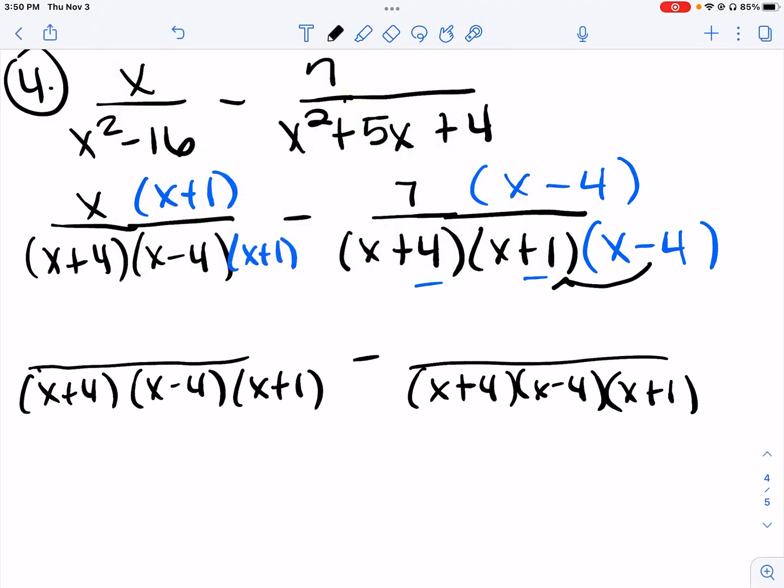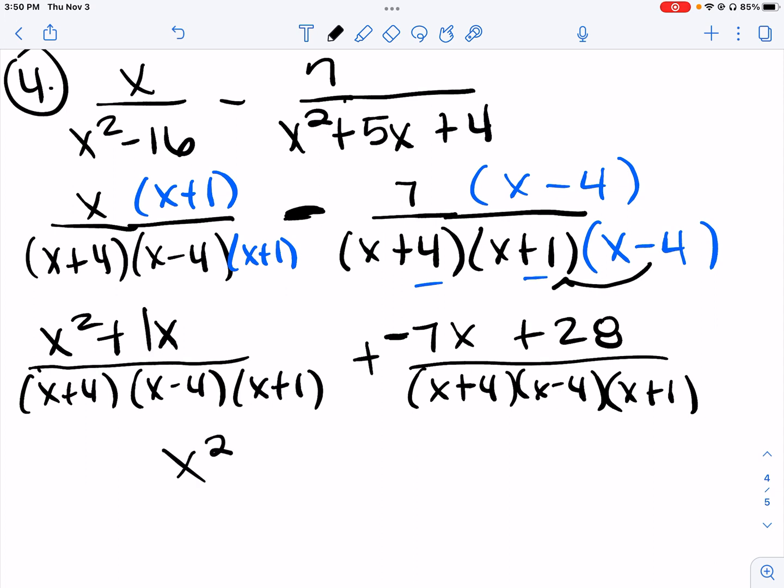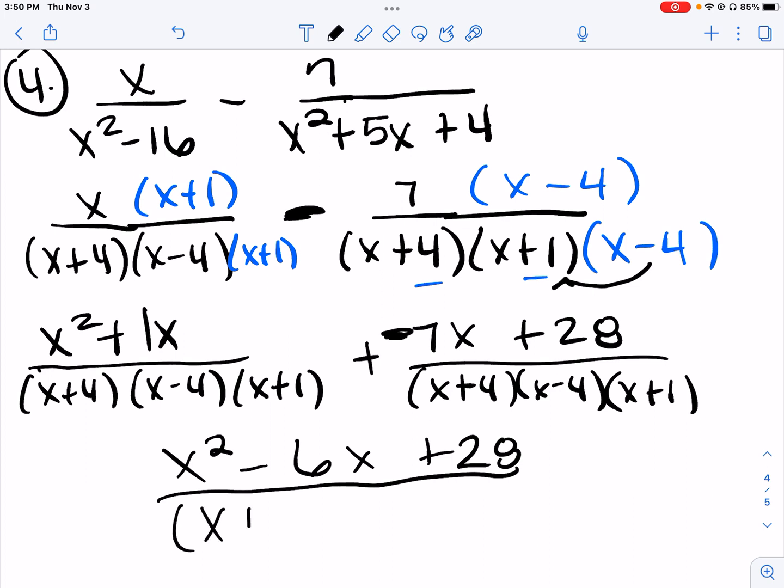Okay, so we need to distribute the x. We need to distribute this minus with the 7. So this becomes minus 7x, and negative times negative, positive 28. The 1x minus the 7x is minus 6x. Okay, the common denominator stays the same.